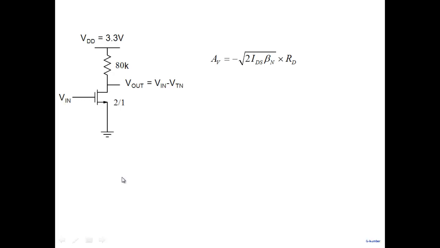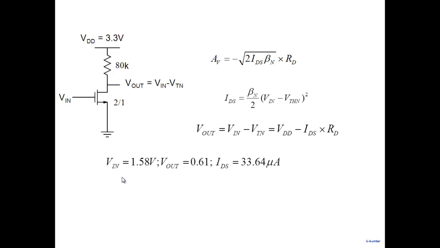Once we recognize this situation, we can write IDS is beta n by 2 times V in minus VTHN, squared. Somewhere you'll see VTN, somewhere you'll see VTHN. These are the same. V out is V in minus VTN, which is also equal to VDD minus IDS RD. And we need to solve these together. I'm not going to go through that. So we find V in is 1.58, V out is 0.61, IDS is 33.64. Once you solve these two equations together, you get the values where you're at the borderline of saturation and linear region. And once I get IDS, I can get GM and I can get AV. So the maximum gain that I can get is minus 9.28.